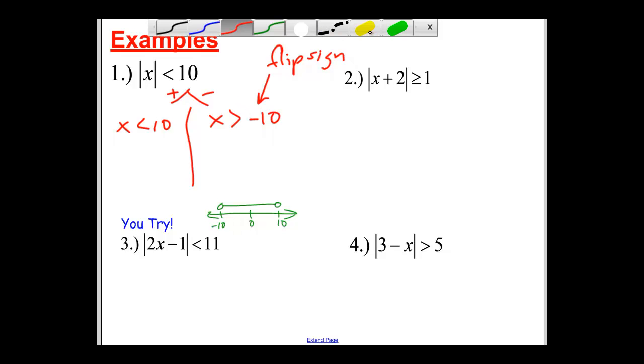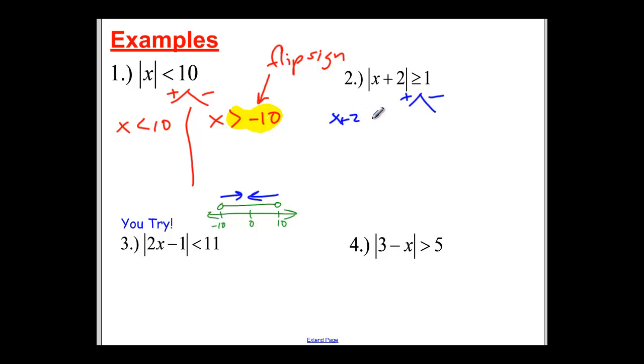So I'm going to highlight that and put it in my notes: negative means flip the sign. So now we have 2 different values. x values that are less than 10, that's this half over here, and then x values that are bigger than -10, and that's where the 2 arrows meet each other. All right, so let's take a look at this example, positive and negative.